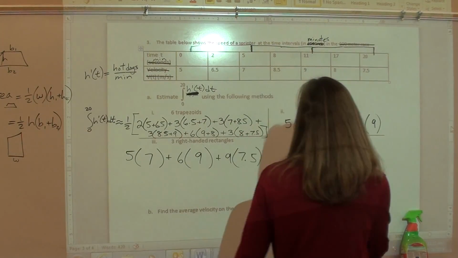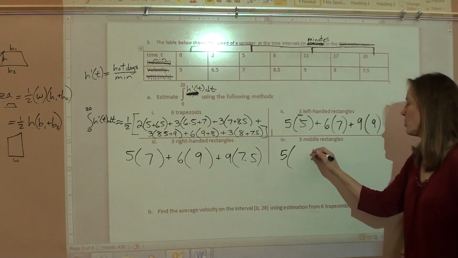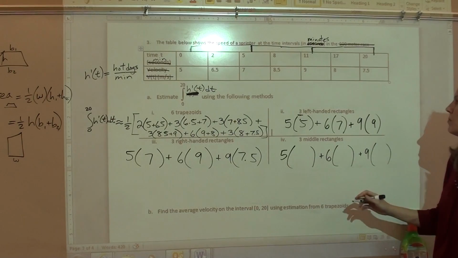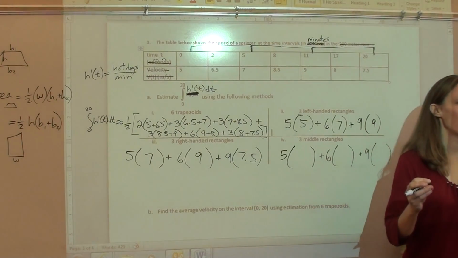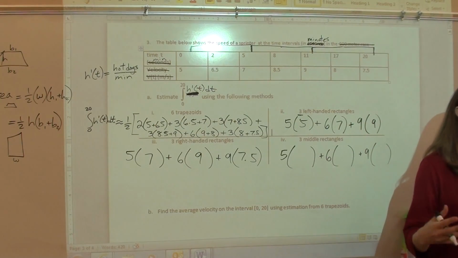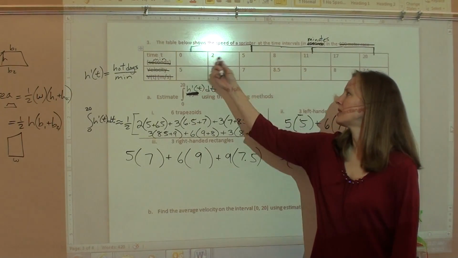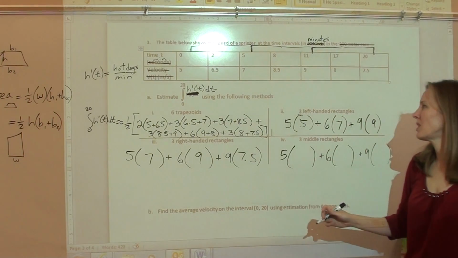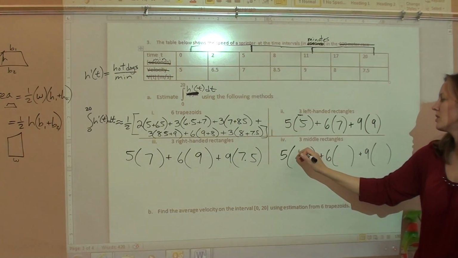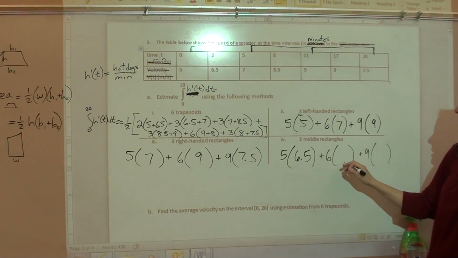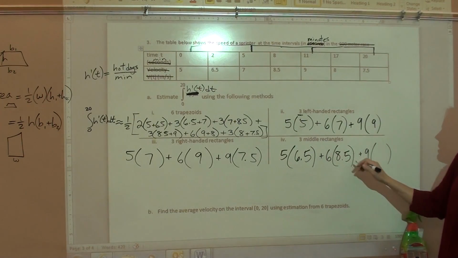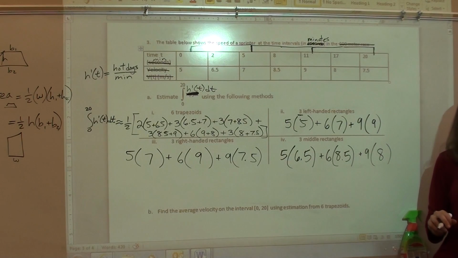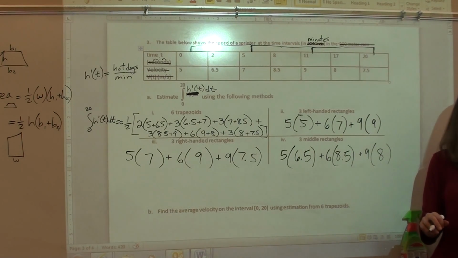Middle. 3 middle rectangles. Again, the widths are still the same. Middle rectangles are often called midpoint. Don't let that concern you. We know that this isn't the midpoint. Just go with it. Okay? What is the height of the middle of that rectangle? 6.5. What about the next one? 8.5. And the last one? 8. Does that make sense? Okay.